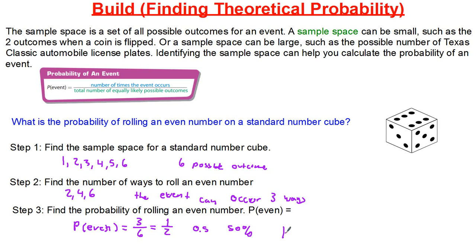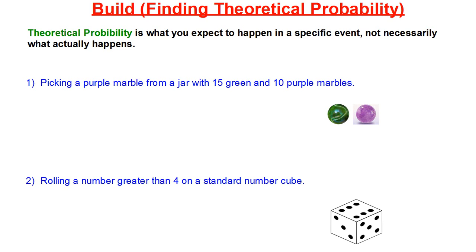If we look on our little number line that we learned about the other day, it's going to be as likely as not to happen, getting an even number. Let's move on to a couple more examples. Once again, theoretical probability is what you can expect to happen in a specific event. It's not necessarily what actually happens, but it's what should happen if everything else is equal.